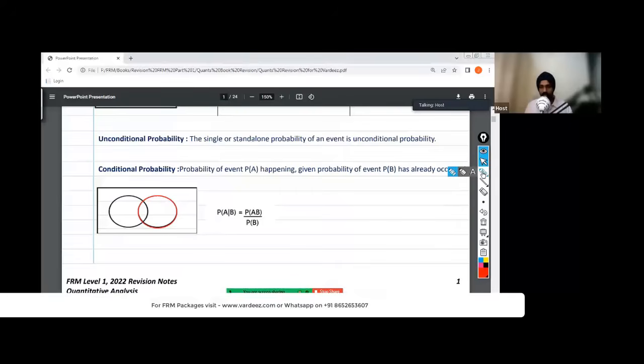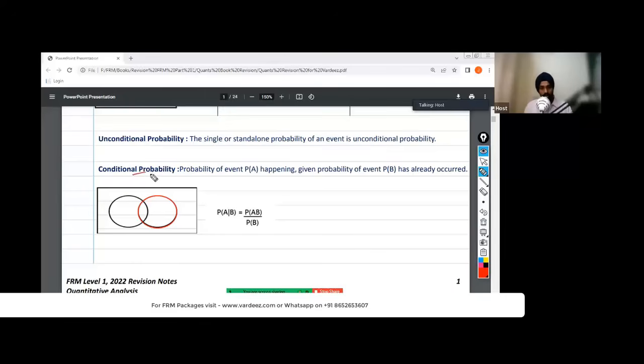All right. So unconditional probability is the single or standalone probability of an event. As an example, the probability of a recession alone is the unconditional probability. The probability of inflation is also an unconditional probability. There's nothing attached to it. But now let's attach something to, let's say, inflation or recession.